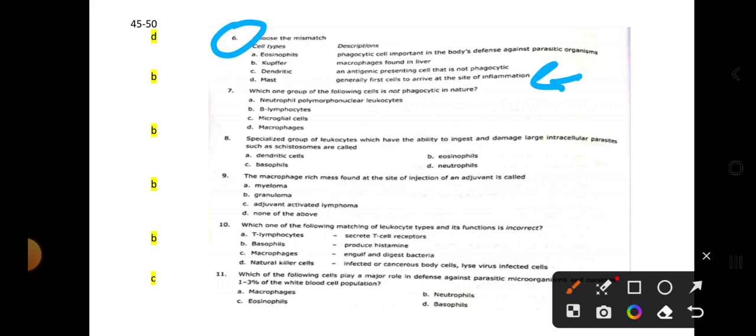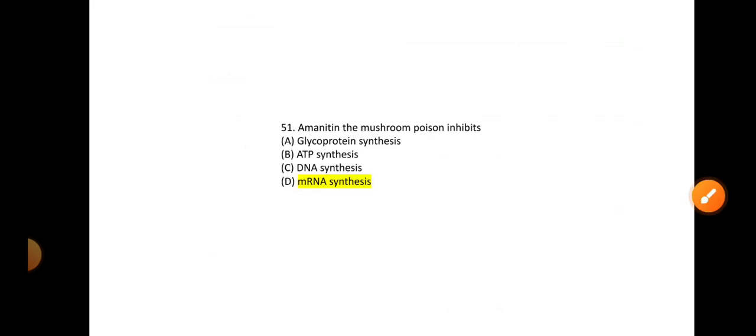So they are talking about basically basophils. Mast cells produce histamines, and which of the following cells play a major role in defense against parasitic microbes? 1 to 3% of the white blood cell population. So they are eosinophils. You can see your blood reports as well.